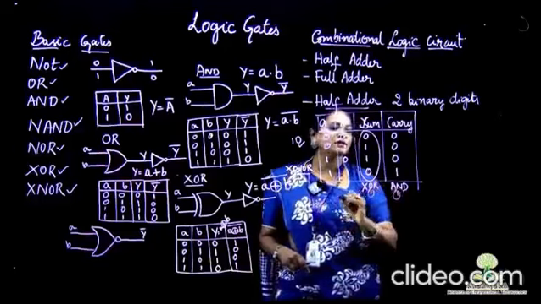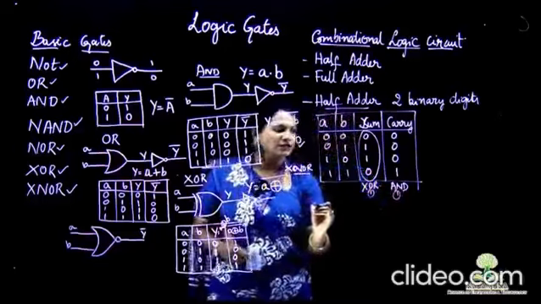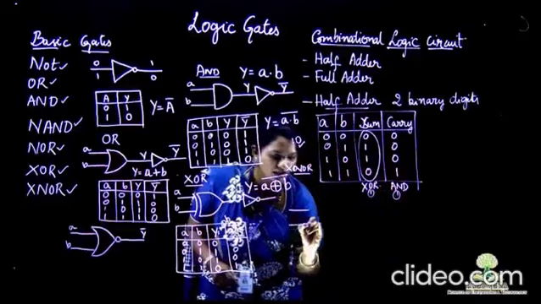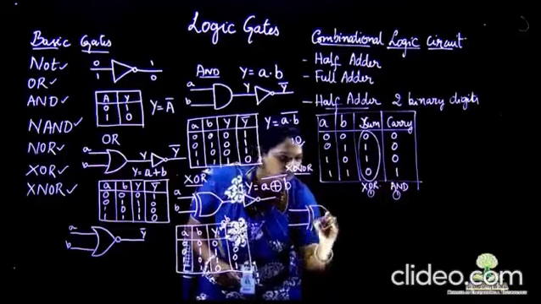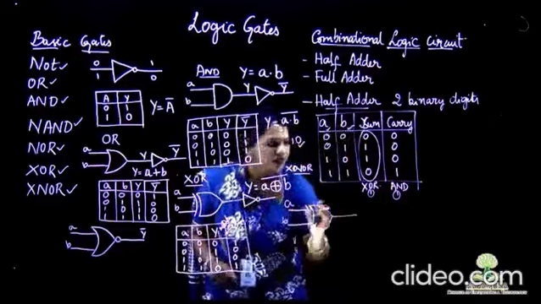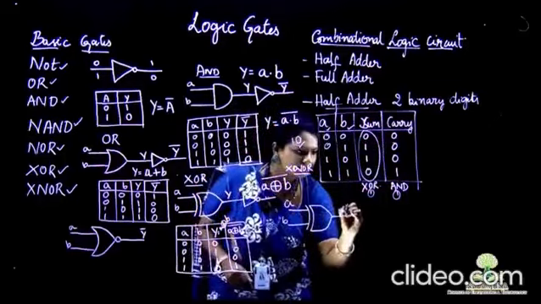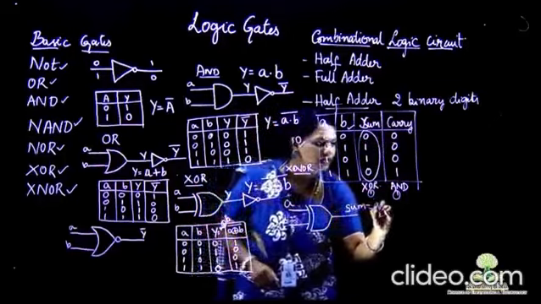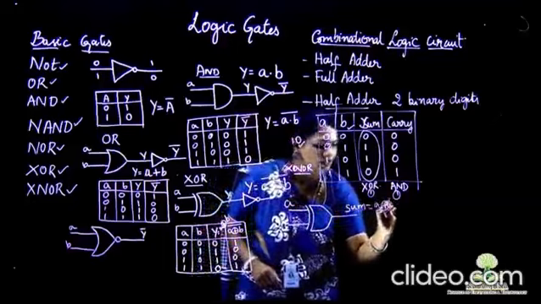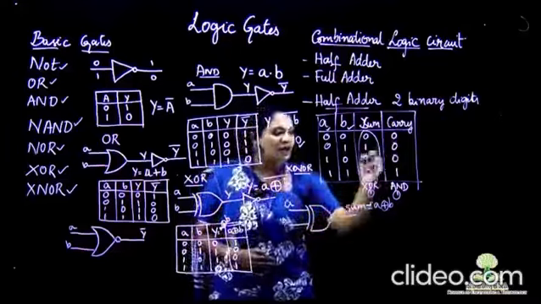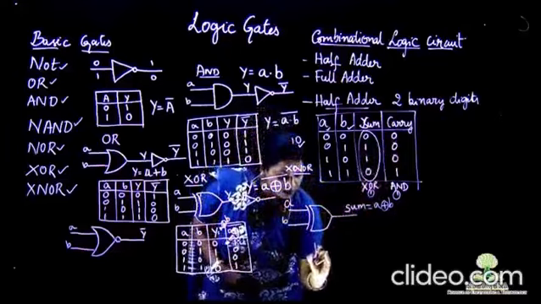So let us design the circuit of the half adder. As we have said, we need one XOR gate with A and B as the inputs, and the output of this is the sum, that is equal to A exclusive-OR B, and the carry part is an AND gate.